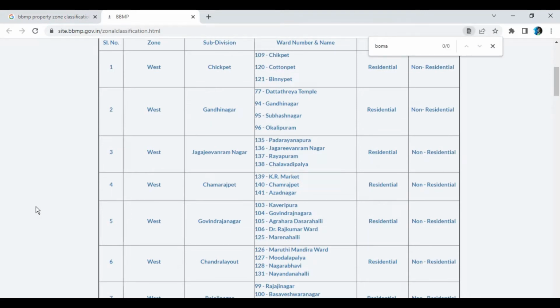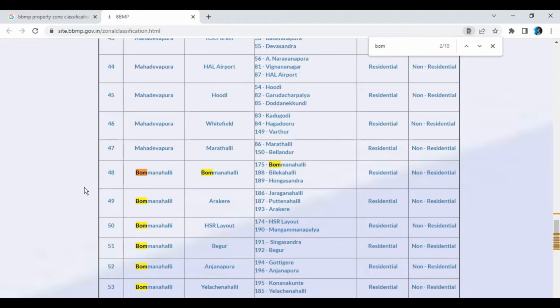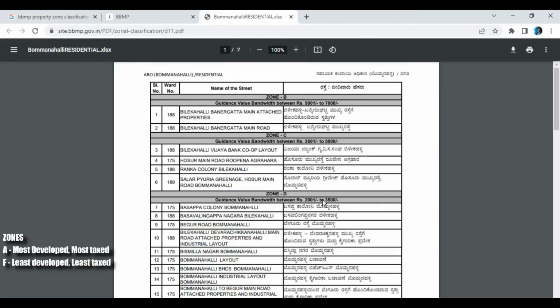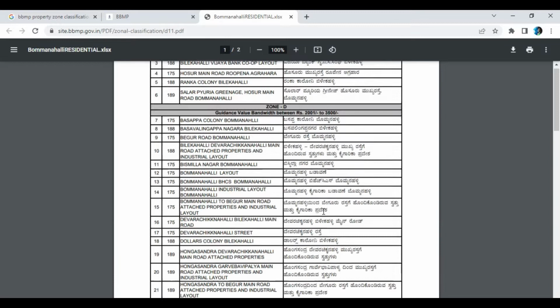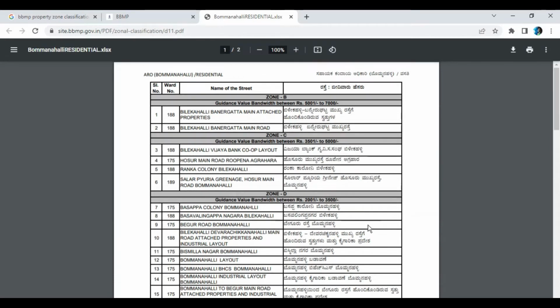If you go on to Google and search for BBMP zone classification, you will be presented with a list of areas. You can identify which one of them is yours, and then under that you will see various zone classifications. The way zone classifications are set up is it goes from, I think, A to F, F being the least developed and therefore the least taxed, and going up to A, which is the most developed areas and therefore the most taxed zones as well. So you'll have to figure out which zone your property falls in and your tax gets calculated accordingly.